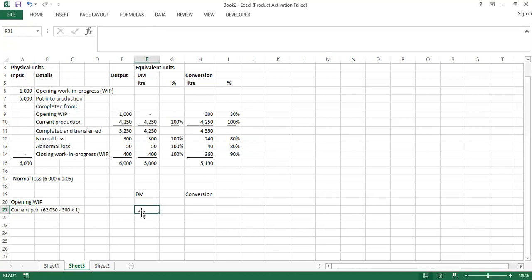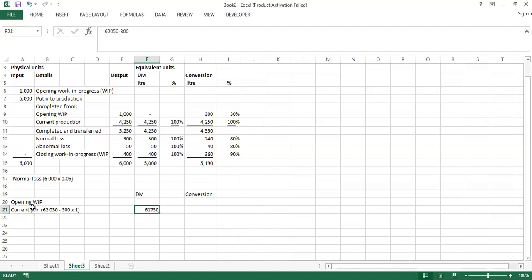All right. So this is what we get there on direct material. I shouldn't close that there so that we can put in for conversion. Right. So this is 62 and 50 minus 300. So this is what we have there.